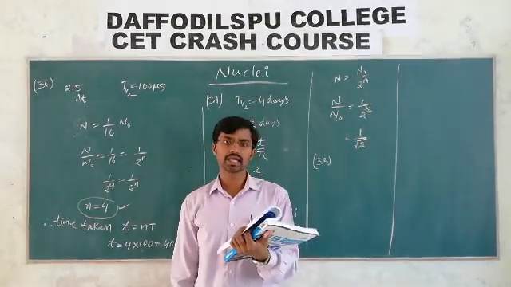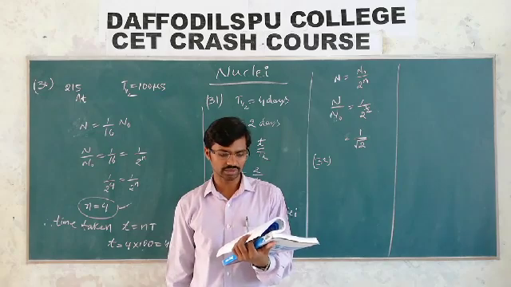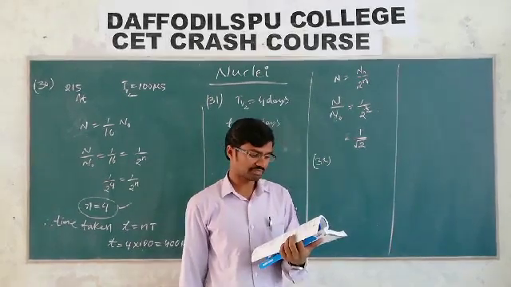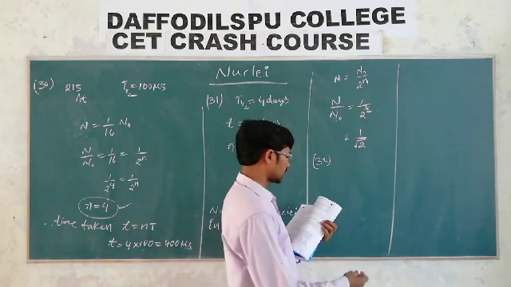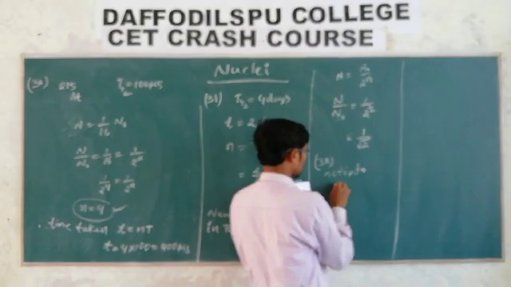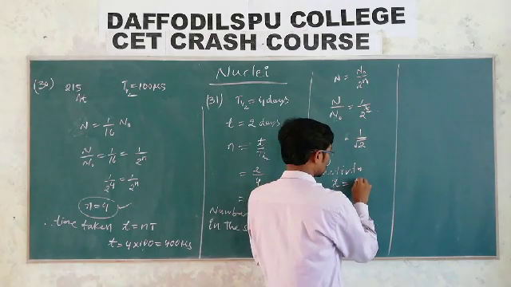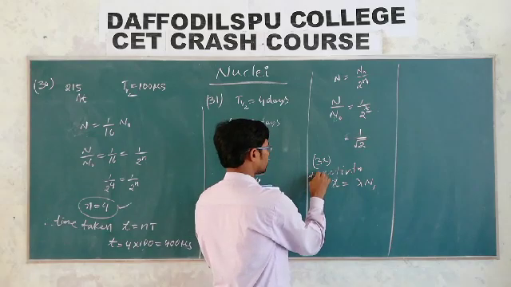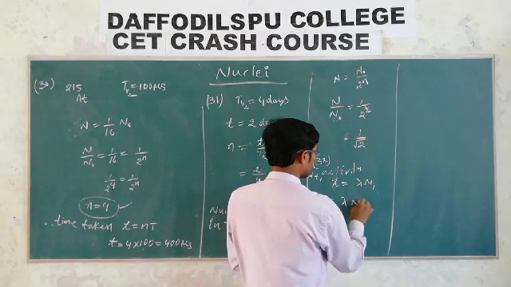32nd. The radioactivity of a sample is X at time t1 and is Y at time t2. If the mean life of the specimen is T, the number of atoms that have disintegrated in the time interval t2 minus t1 is? So let us see, what is the activity of the sample? Activity is given: X is equal to lambda N1, let us take N1 at t1. Similarly, Y is equal to lambda N2.